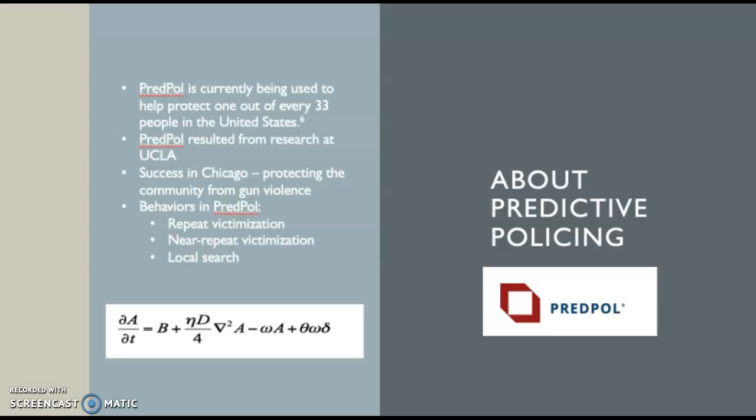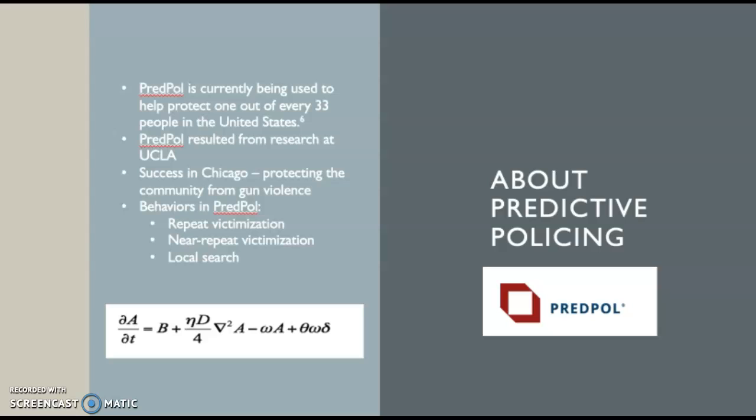So Predpol is a company that is currently being used to help predict 1 out of every 33 people in the US. This company resulted from the research at UCLA about predictive policing. So now they are a company, and you can go onto their website and look it over. It's very interesting.